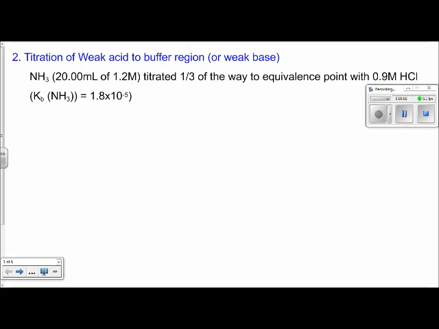When we make a buffer by titrating a weak acid or a weak base, we titrate it into the buffer region. Here we've taken the weak base, ammonia, and we've titrated with HCl into the buffer region, so a third of the way to the equivalence point. So we start by writing out our conjugate pair, straddling the equilibrium. We have ammonia and the ammonium ion. Remember, the ammonium ion will be generated as the titration proceeds.